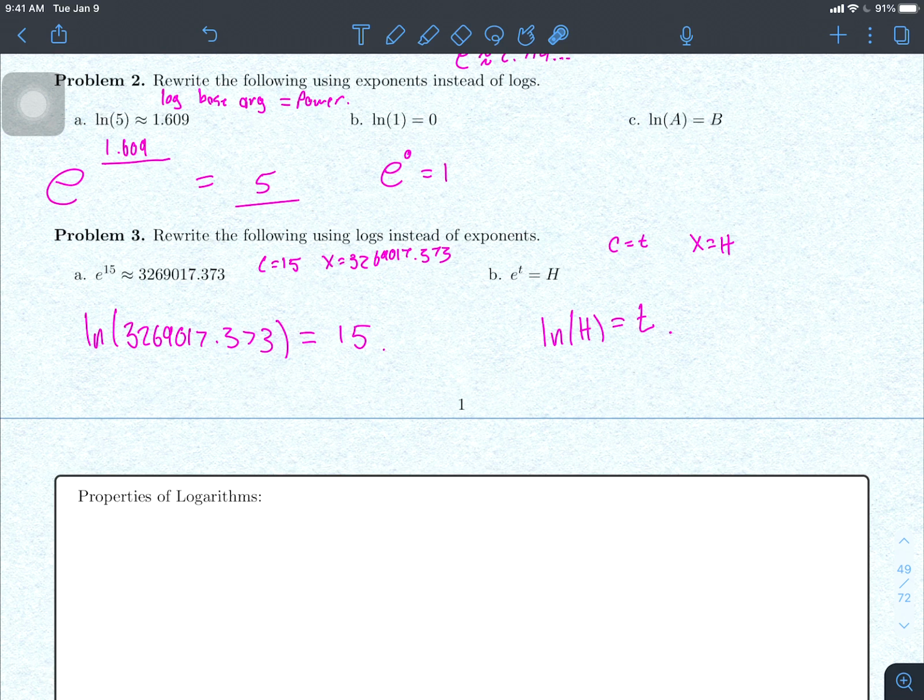All right, if there are no questions, then we'll move on. We're going to talk really quickly about the properties of logarithms, and then we're going to get to the application. So how much time do I have? Okay, I have enough time if I move quickly.